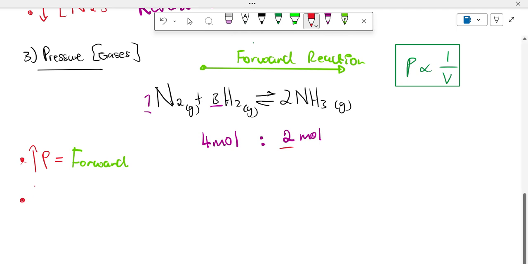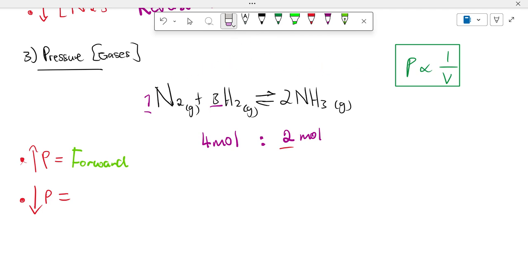However, now if I decide to decrease the pressure, the opposite is true. If I decrease the pressure, I favor the side with the highest. Remember, inversely proportional. If I decrease the pressure, that means I have low pressure. I need to favor the side with the high volume or high number of moles. So I will go to the side with the highest moles. And as a result, that is on the reactant side. Therefore, if I move from this side to the reactant side, I need to favor the reverse reaction.